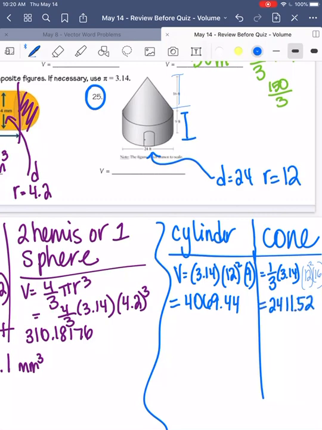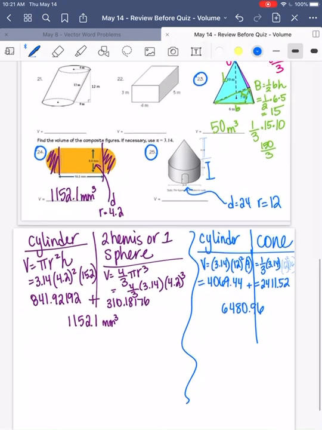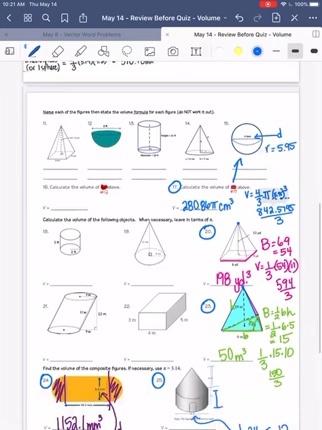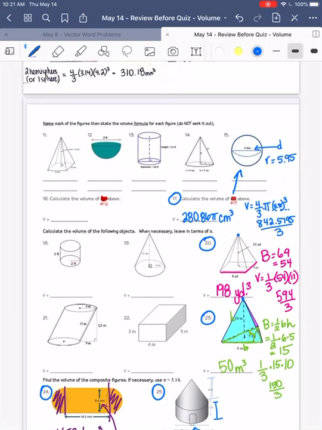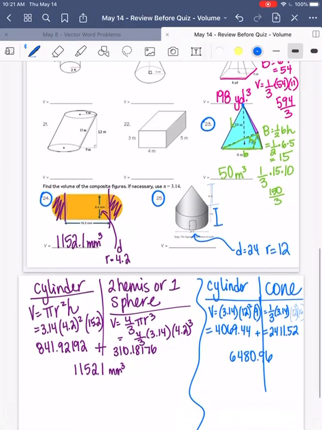Okay. And then I'm going to add those together. All right. Okay, and so then we should have, and let's double check up top. Yep. That's it.